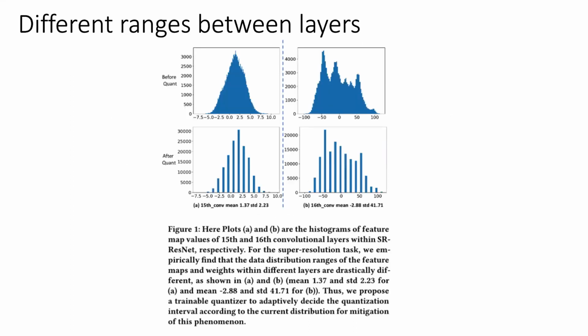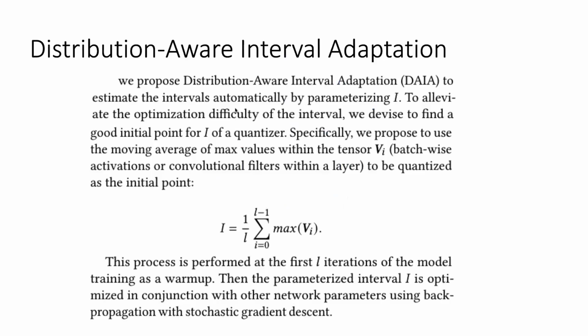So the other contribution of our network is we empirically found that different layers within our network have different ranges of quantization. For example, the first one has a range of -10 to 10, but the other one has -100 to 100. So it's totally different, and after quantization, they'll be different as well. So how do we solve this problem? We should automatically find the appropriate intervals for quantization.